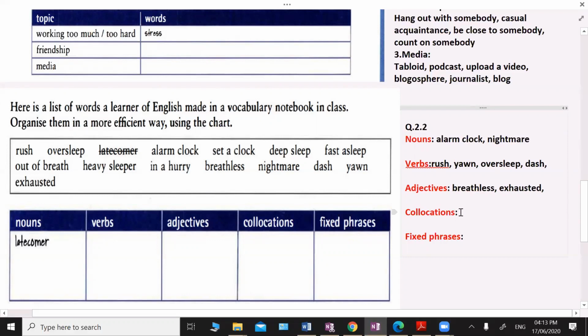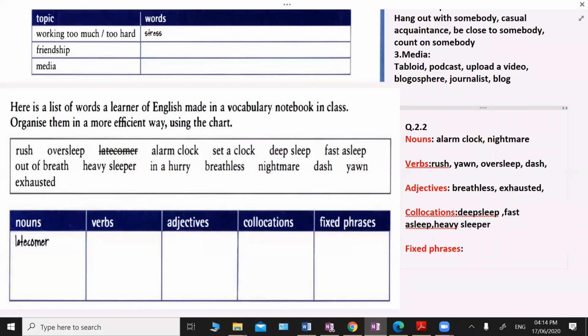Now we move on to collocations. Deep sleep. Deep is an adjective, sleep is a noun. Deep sleep. Then fast asleep. Fast is an adjective. Fast asleep, yes. Then heavy sleeper. Heavy sleeper, that's right. There is one more.